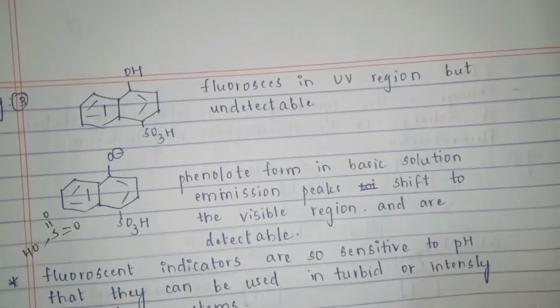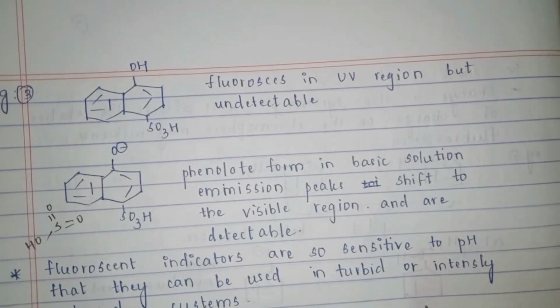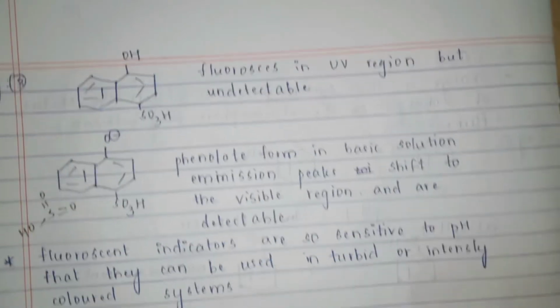The effect of pH is seen in both acidic medium and basic medium. At neutral systems, at pH 7, most of the molecules may fluoresce, but once the base is added or an acid is added, there may be a change in the pH, and this change in the pH affects the fluorescence phenomena.